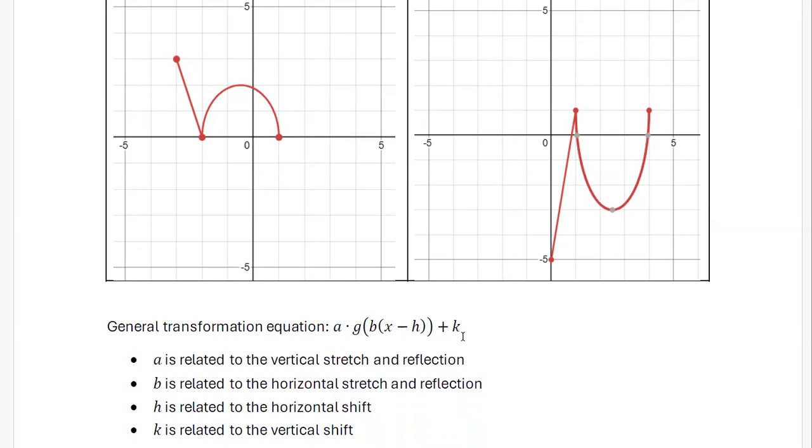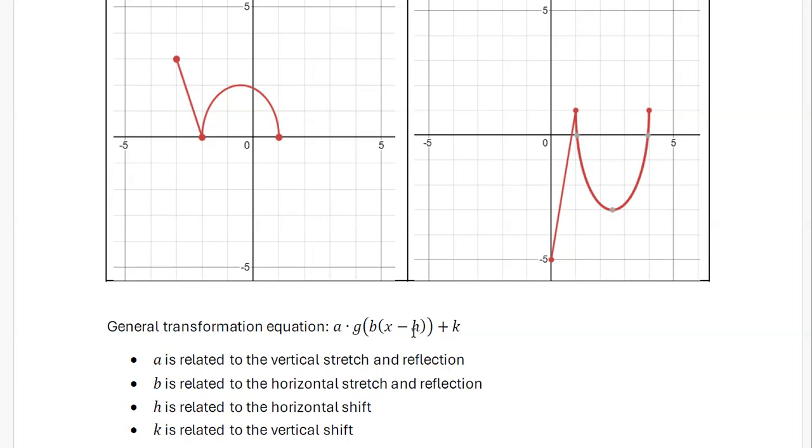I would recommend you memorize this general form for transformations because this will come up once again a lot in the trig section when you learn about trig functions. So this will greatly help. Okay, so A is related to the vertical stretch and reflection. If A is positive, there's no reflection about the x-axis. If A is negative, there is. And if absolute value of A is bigger than 1, there is a stretch. If absolute value of A is less than 1, so like half or something like that, there is a compression. B is very similar, but it's related to the horizontal stretch and reflection.